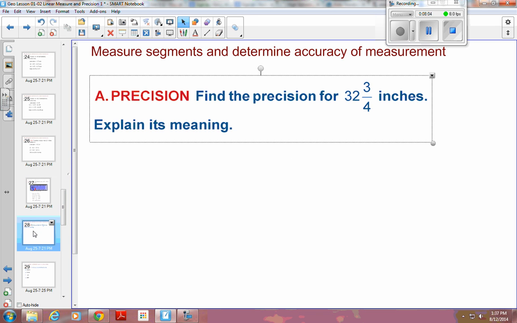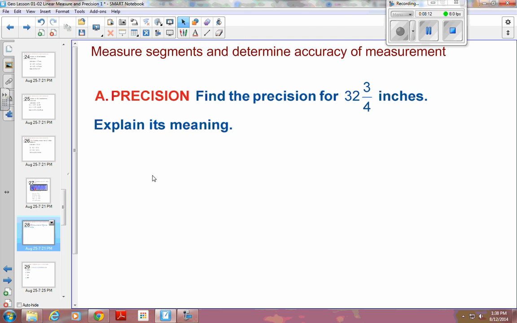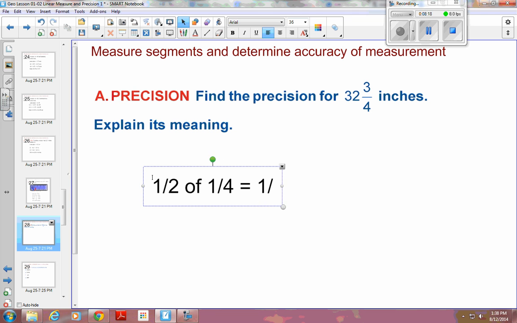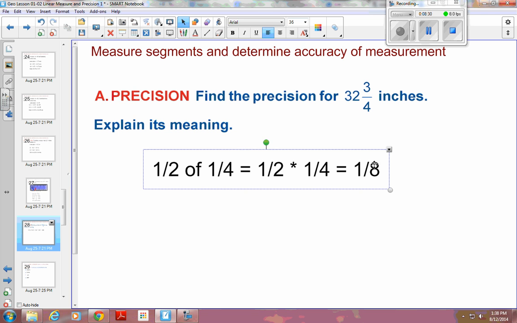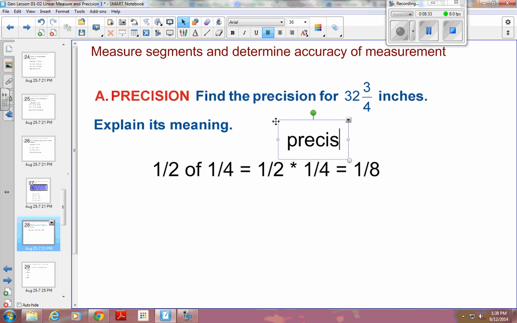So let's look at another one. So, precision. I'm dealing in fourths here. I want half of a fourth. So, half of 1/4 equals half times 1/4, which is equal to 1/8. So I'm going to go 1/8 above and 1/8 below this number. My precision is equal to 1/8.